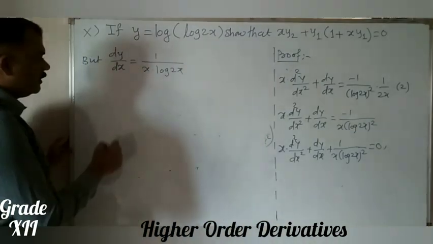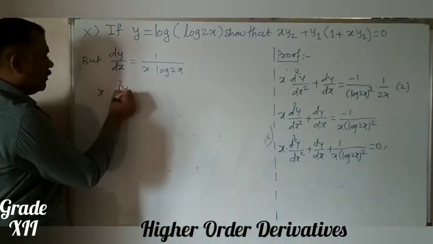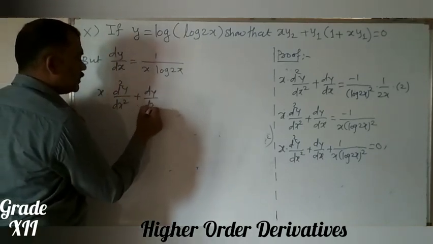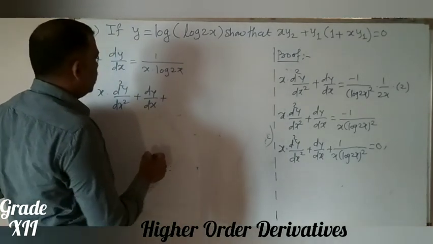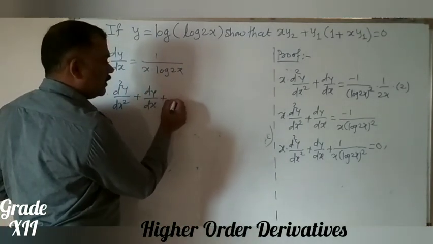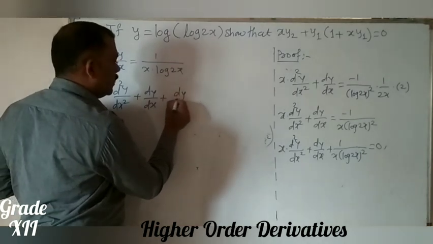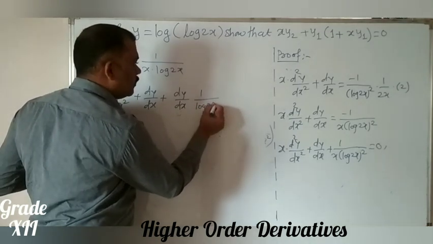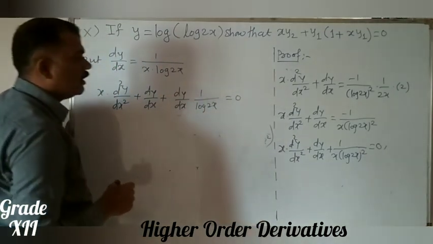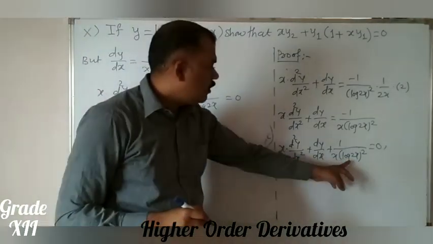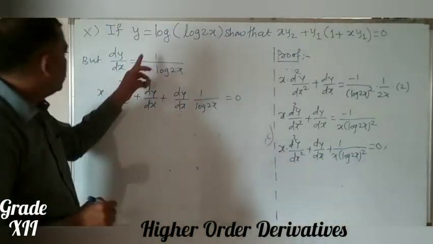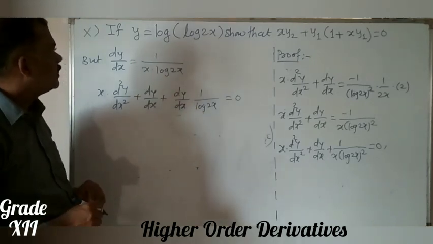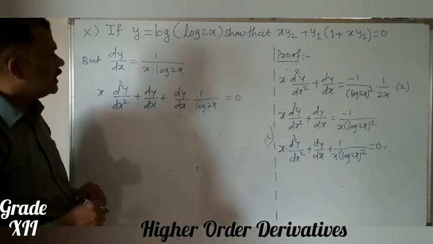So that we can write x into d2y by dx square plus dy by dx plus we can use this value, so that we have to get dy by dx into 1 upon log of 2x is equal to 0. How to write this? x into log of 1 upon x into log of 2x. 1 upon x into log of 2x is nothing but the dy by dx, and this log of 2x, 1 upon log of 2x as it is.